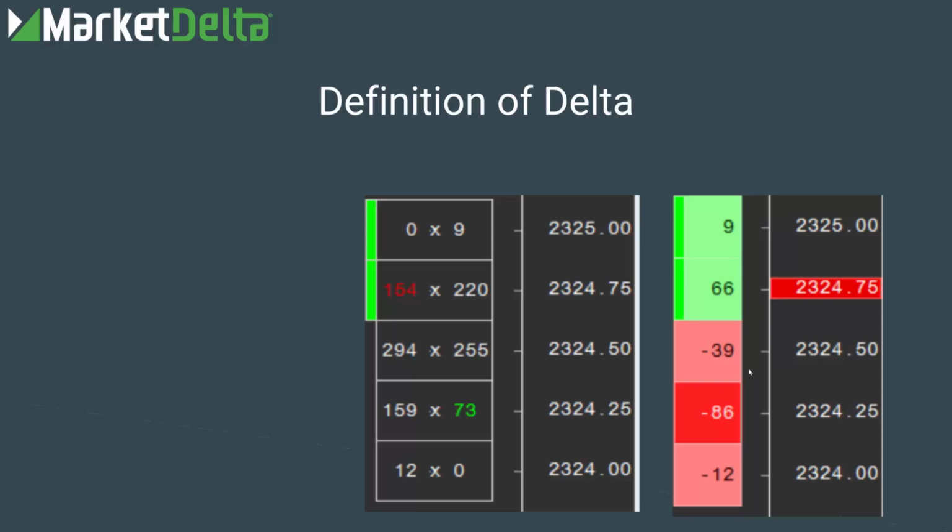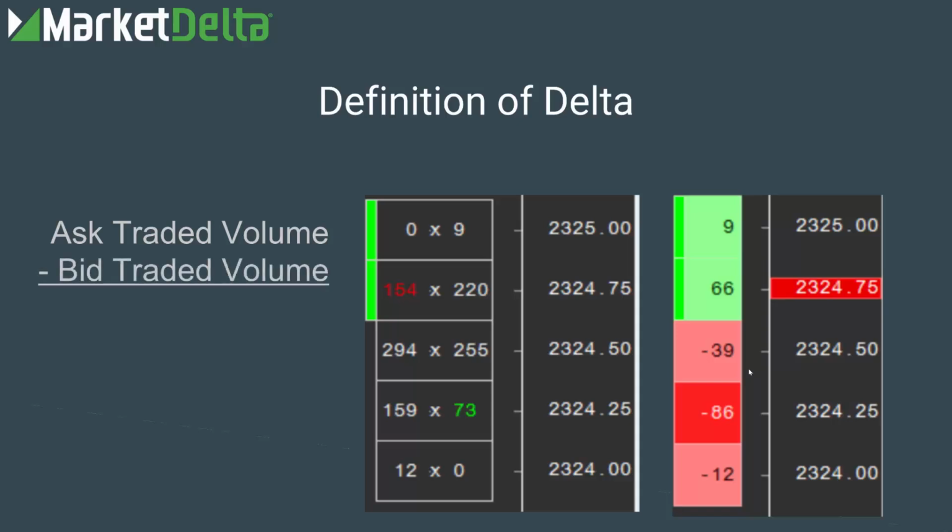Now, hopefully you've watched some of the other deep dives leading up to this. You probably have a pretty good idea if so. But if you don't, I want to recap what the definition of delta really is. So it's ask traded volume minus bid traded volume equals delta.